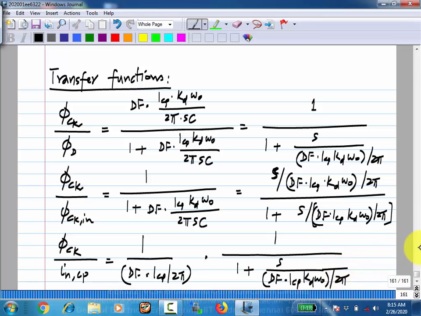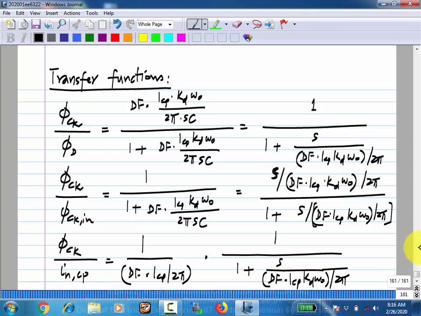Okay. So you get some first order transfer functions. Phi ck by phi d is a low pass transfer function with a gain of 1. Phi ck by phi ck in is a high pass transfer function with a high frequency gain of 1. And phi ck by incp is also a low pass transfer function. Okay. Now we have these transfer functions, then what?